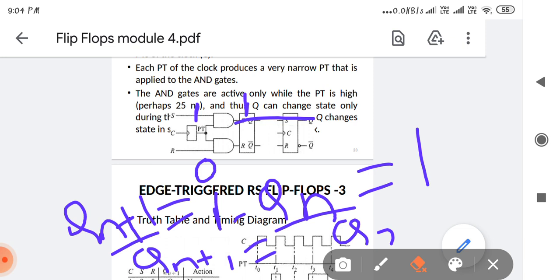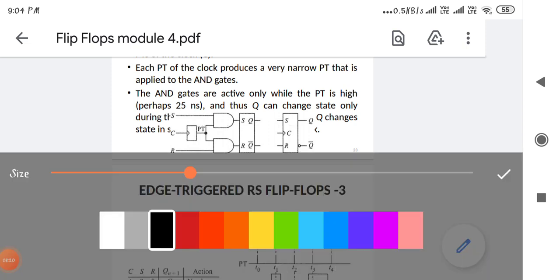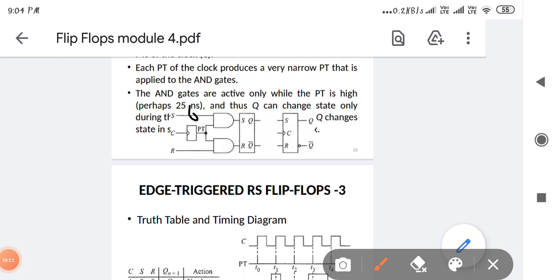It is 0 into Qn bar, and this can be used with this bar. This is Qn bar. Correct. Now I am going to explain the previous one once again. It is S equals 0, R equals 0, 0 comes here, Qn bar. 0 into Qn bar can be used in this session.